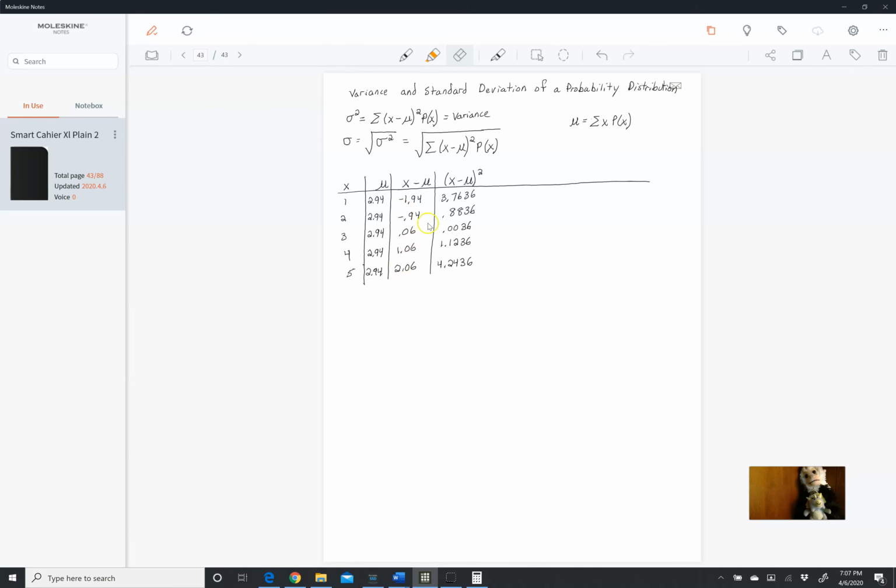Okay, so we're taking this column and we're squaring it. Now we have to do a multiplication, right? So we need to find P of X. P of X we already know, we're taking that from our probability distribution. The probability of getting a 1 was 0.16. Then we have 0.22, 0.28 for 3, 0.20 for 4, and 0.14 for 5. And remember, the sum of our P of X column is 1. Our last column is x minus mu squared times P of X, so we're going to multiply these last two columns together.